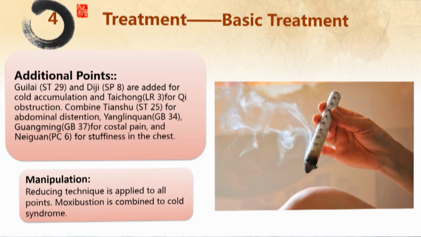Additional points: 归来 and 地机 are added for cold accumulation and 太冲 for qi obstruction. Combine 天枢 for abdominal distension, 阳陵泉, 光明 for chest pain and 内关 for stiffness in the chest. The manipulation is reducing technique applied to all points. Moxibustion is combined for cold syndromes.